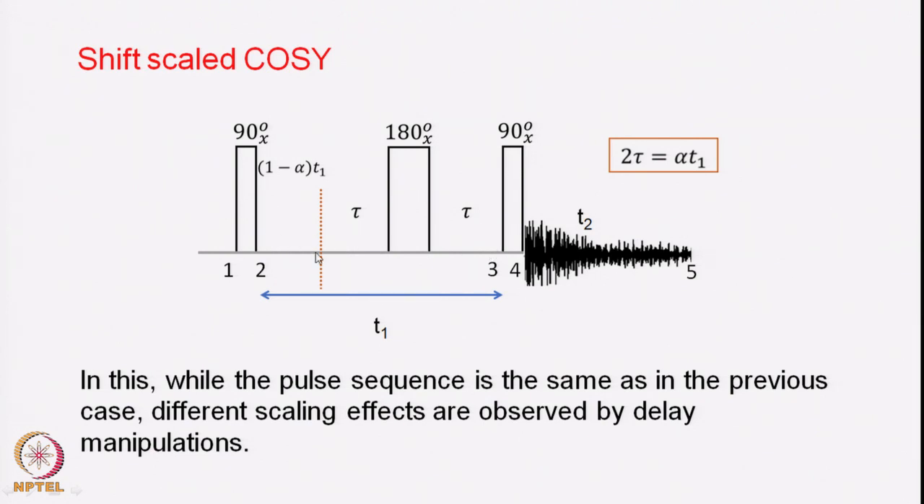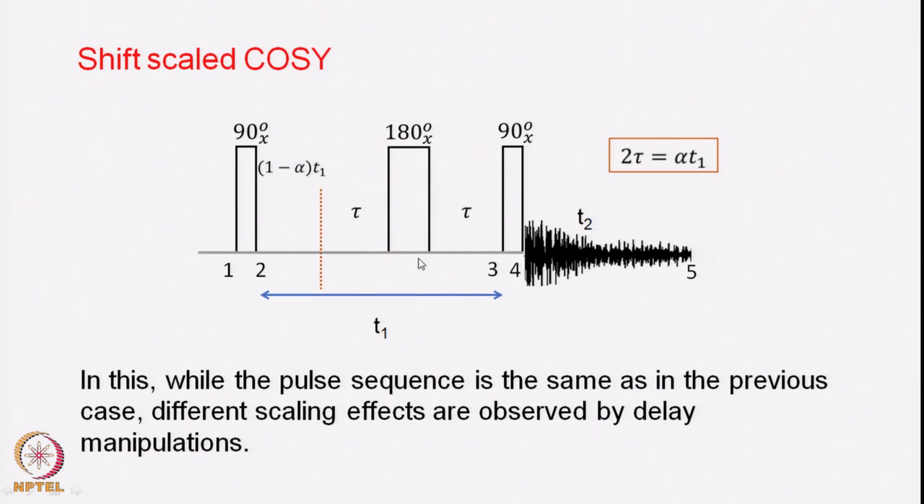Okay. So now what we are doing is, we are keeping this whole period from here to here as T1 and in between we introduce this. Okay. So for tau 180 tau this remains the same and 2 tau is equal to alpha T1 here, just a small change in the representation. So this whole period is called alpha T1. So therefore the chemical shifts will now evolve only for this period from here to here, right? And that is T1 minus alpha T1. That is 1 minus alpha into T1 and the coupling constant will evolve for the whole period T1 whereas the chemical shifts will evolve for the period 1 minus alpha T1.